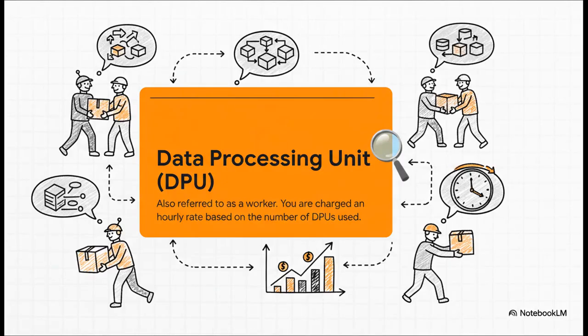So how do they bill you? The unit is called a DPU, or a data processing unit. You can just think of a DPU as one worker with a fixed amount of CPU and memory. When you set up your job, you tell it how many DPUs you want to throw at it, and you get billed per DPU hour. But again, only while the job is actively running. This gives you this really nice, fine-grained control over both the performance and the cost of your job.